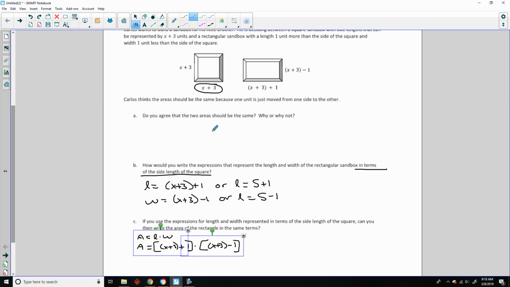Well, you can always substitute a number in and check to see if it's true. So let x equal, I don't know, 5. And in this case, it would be 5 plus 3 by 5 plus 3. Okay, does everybody see what I'm doing here? I'm multiplying length times width. So this would be 8 times 8, which is 64.